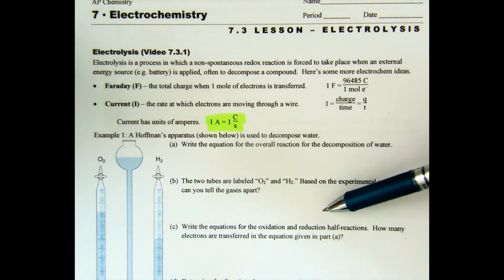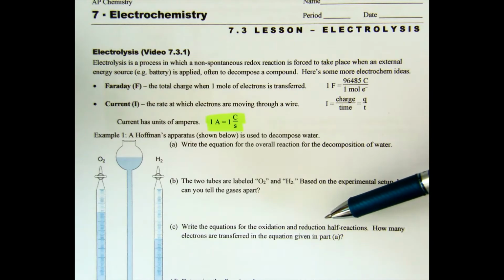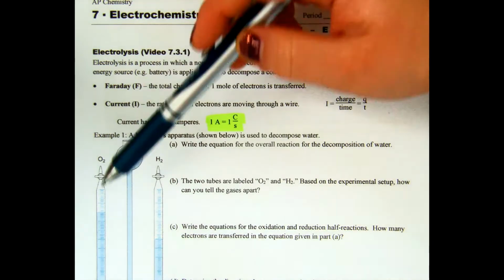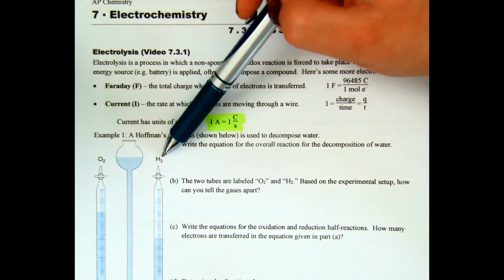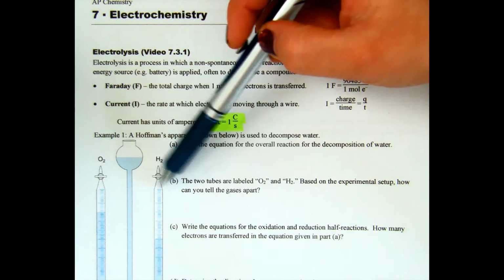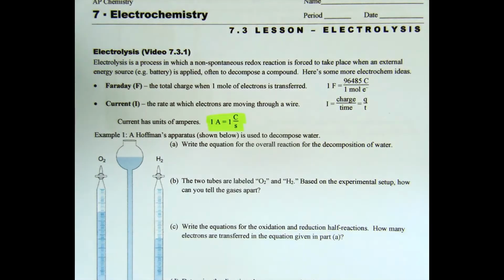And then for part B, the two tubes are labeled H2 and O2. Based on your experimental setup, how can you tell the gases apart? If there were no labels here, essentially, how could you come up with those labels? How could you tell which gas was which? Okay, go ahead and take a second to figure out A and B, and then come back to check your work.